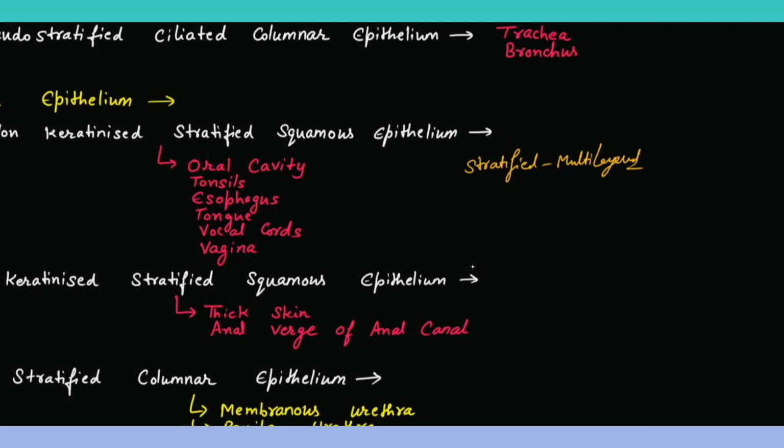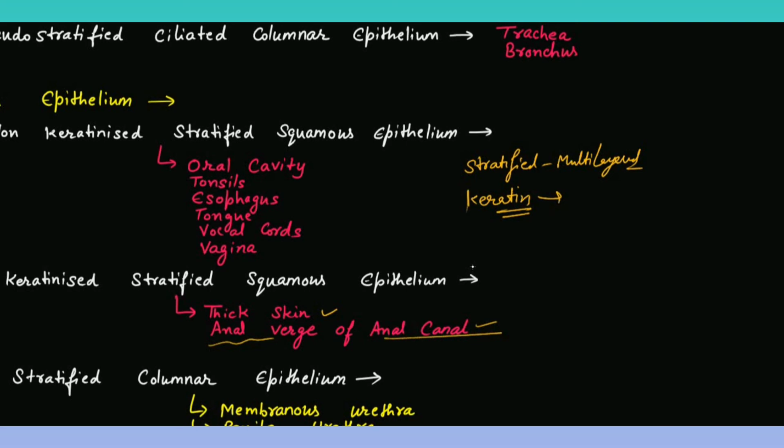Then keratin. Keratin is a dead substance present on the surface, the upper layer. It's like a dead layer that forms around or covers the surface of the compound epithelium. That is keratinized. Keratin is seen in thick skin and the anal verge of the anal canal, the last part of the anus, or we can say the last part of the GIT.